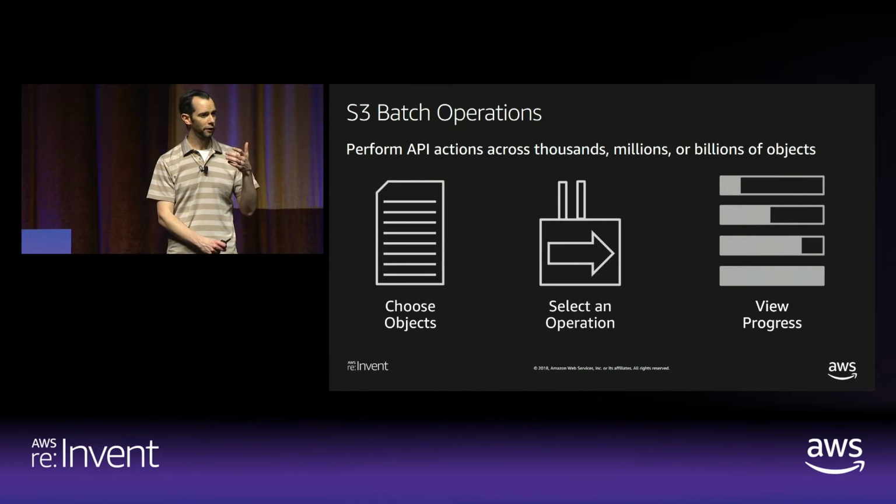So you specify the manifest of objects. That's stored in S3 as an S3 object. So you're saying batch operations perform an operation on all the objects listed in a particular S3 object. That's your manifest. That's the term we'll use today.